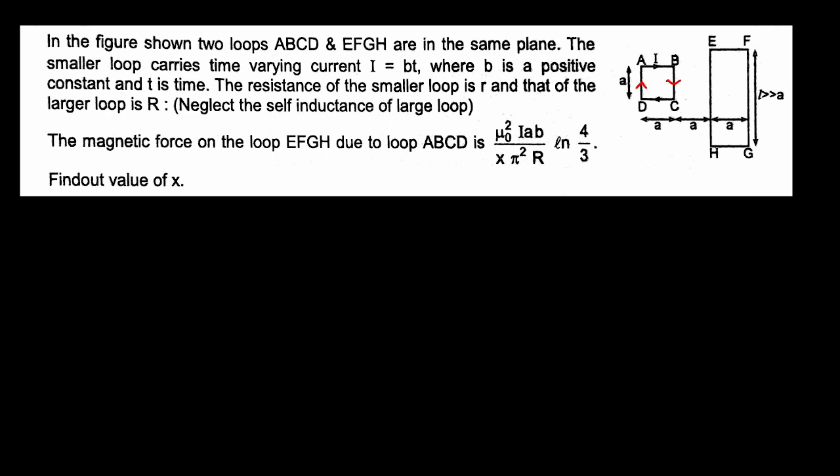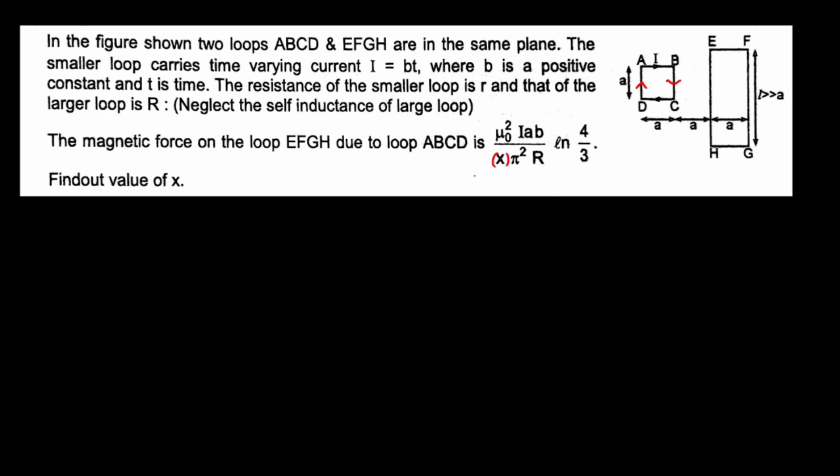The resistance of the smaller loop is small, and that of the larger loop is capital R. Neglect the self-inductance of the larger loop. The magnetic force on the loop EFGH due to the loop ABCD is... So they have given an expression here, and we are asked to find the value of this X here.